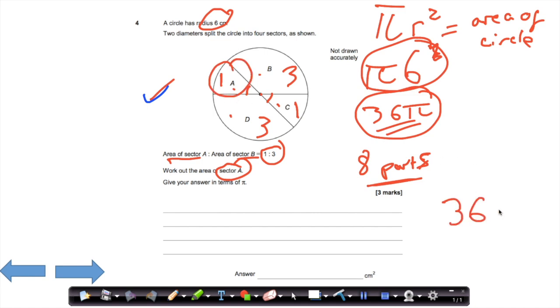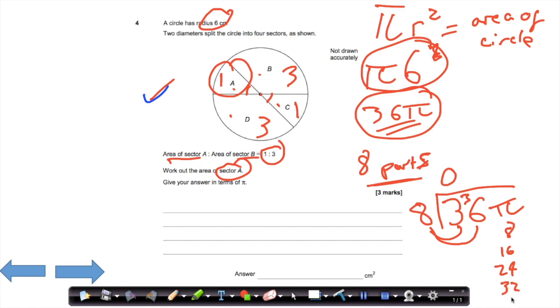So we share 36 pi into 8 parts, bus stop division. How many 8s go into 3? 0, remainder 3. How many 8s go into 36? Will be 8, 16, 24, 32, 40. Remember, we can't go over our target number 36, so it's going to be 1, 2, 3, and 4. So it's going to be 4, remainder, we got to 32, we wanted to get to 36, so we needed 4 more. So it's 4 and 4/8.